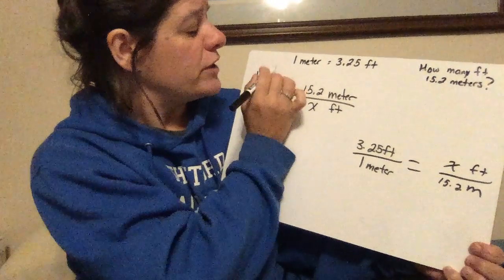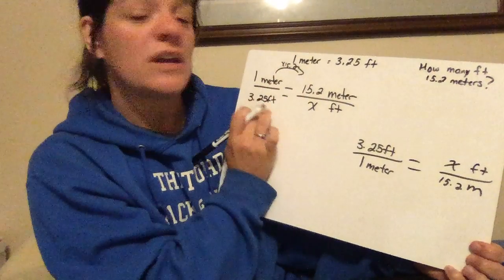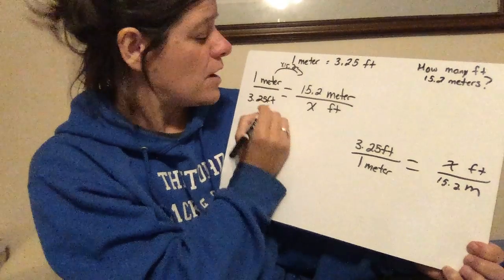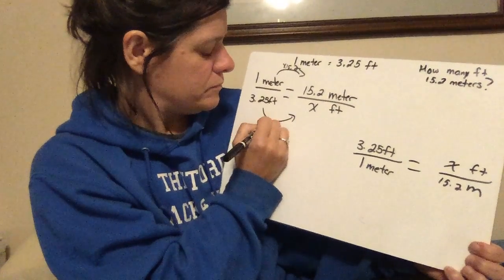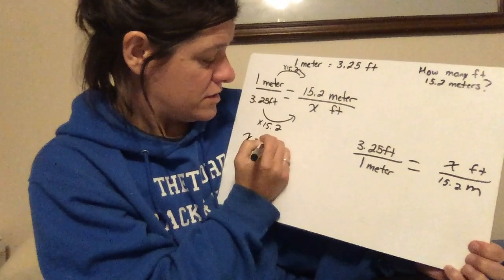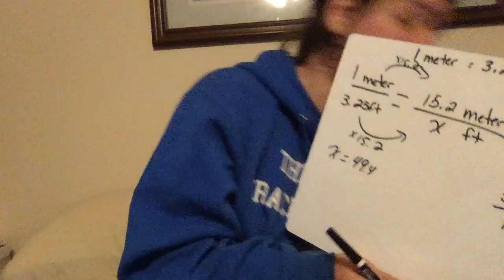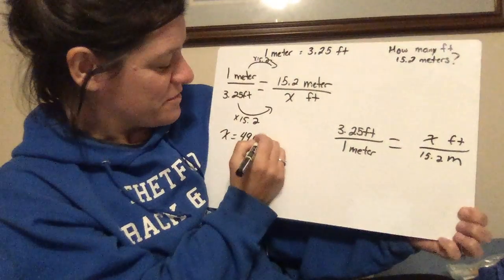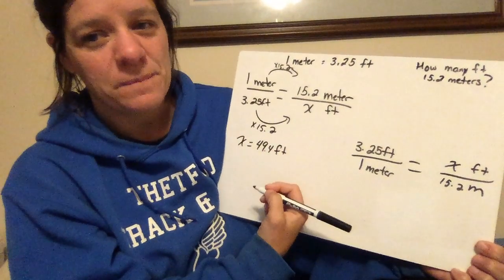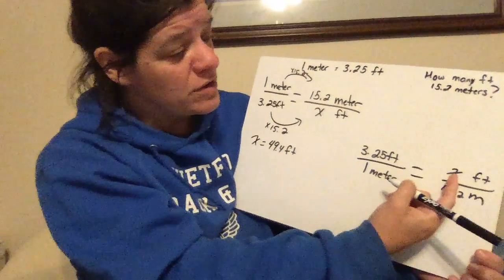So here you might notice that you could multiply this by 15.2. So then I would do the same thing to the bottom, and I would end up with X equals, I think it's 49.4. 49.4 feet.